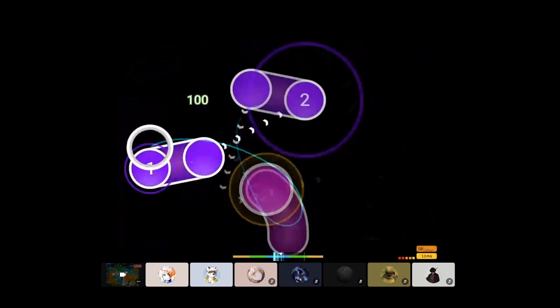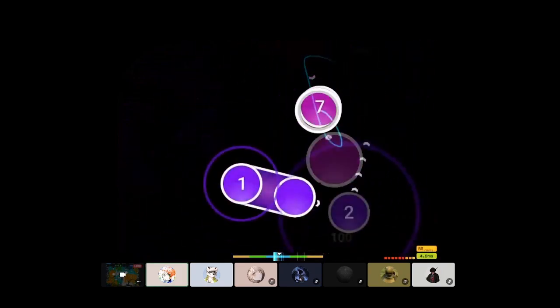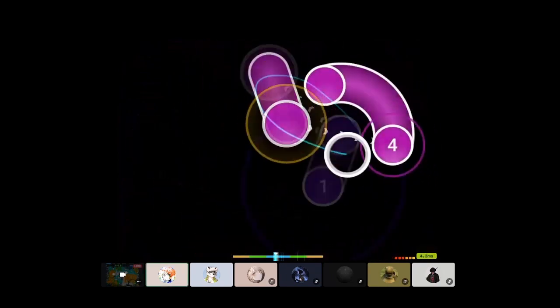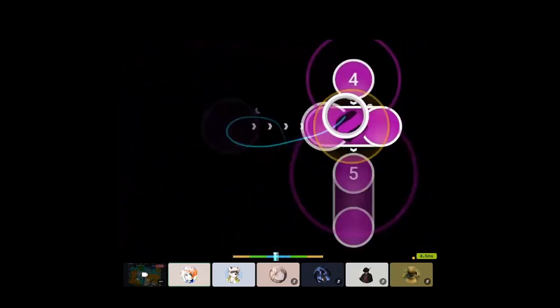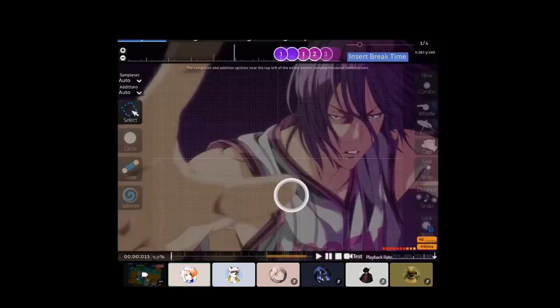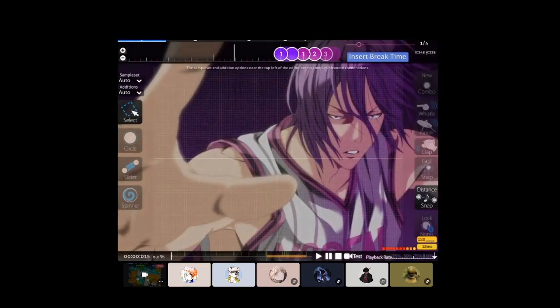But some people do play like this, I guess. Yeah, anyway, I think you kind of get the point. So, rotating always around in the same direction.